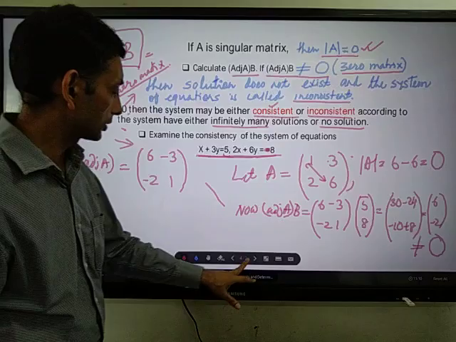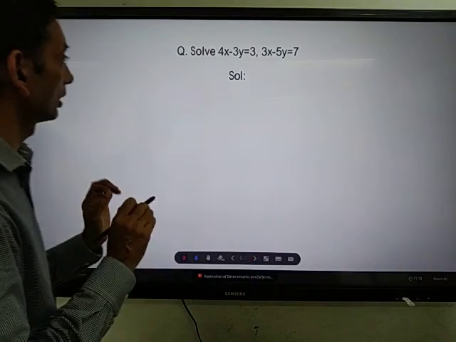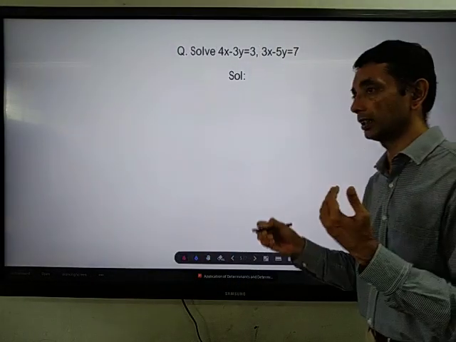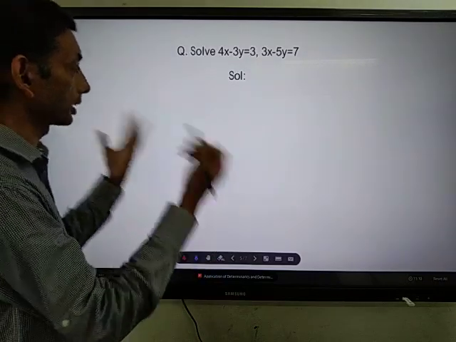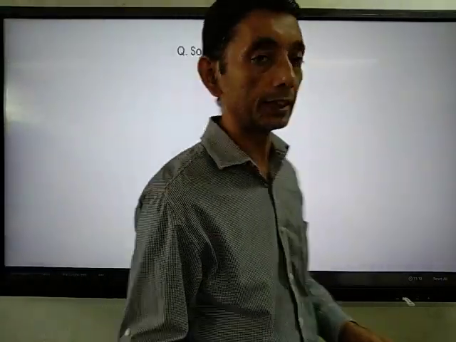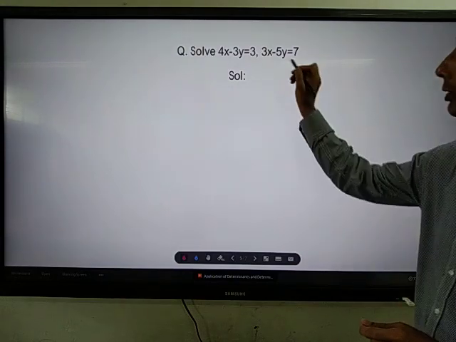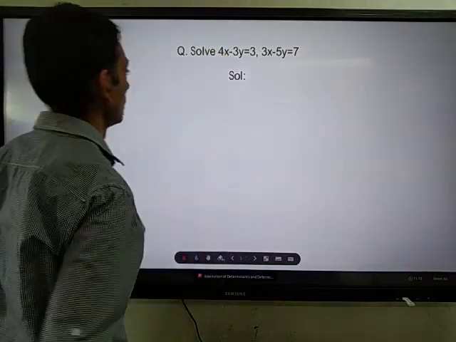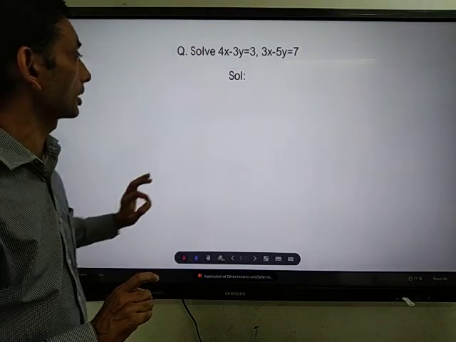Okay, let us try some other questions. This question is given to solve. It is not asking for any other steps, and it is not mentioning whether the system will be consistent or inconsistent. The question is that you need to solve these equations, and to solve we'll be using the matrix method. Let's start with step 1. First we'll write the coefficient matrix.